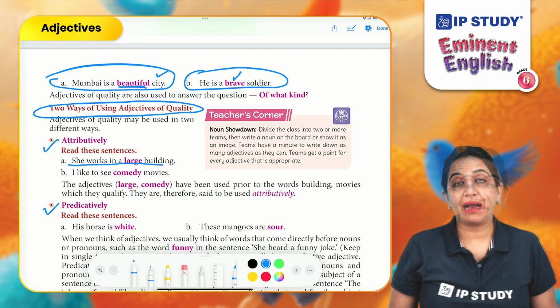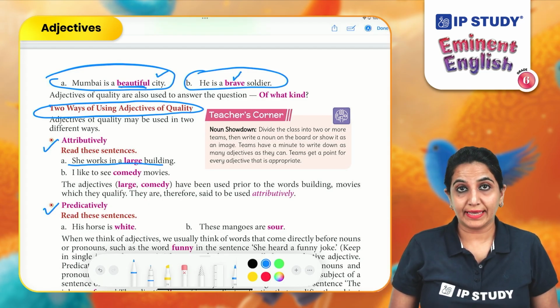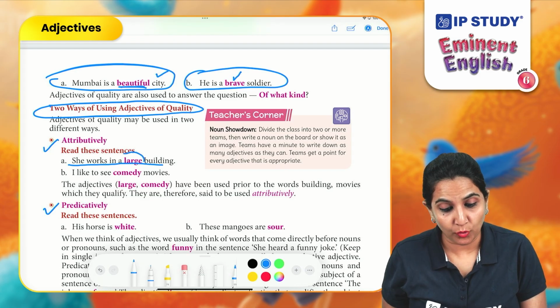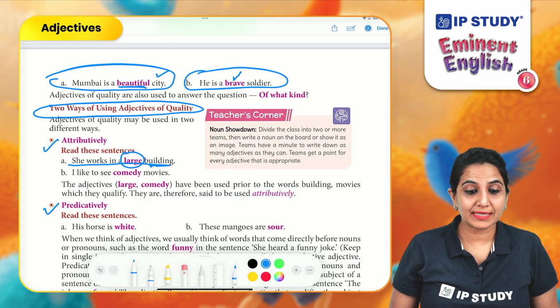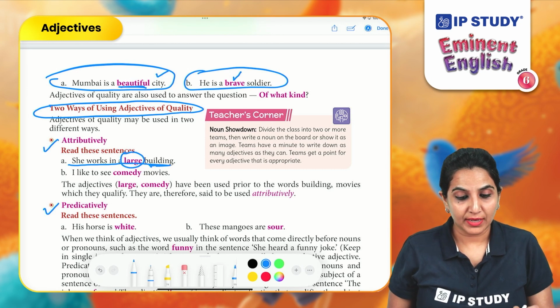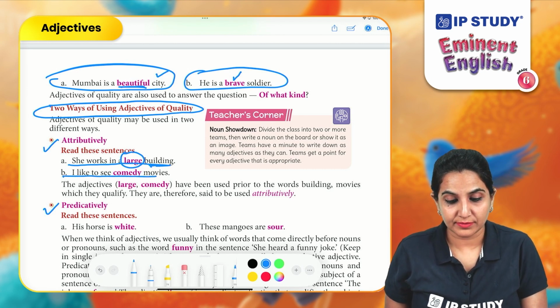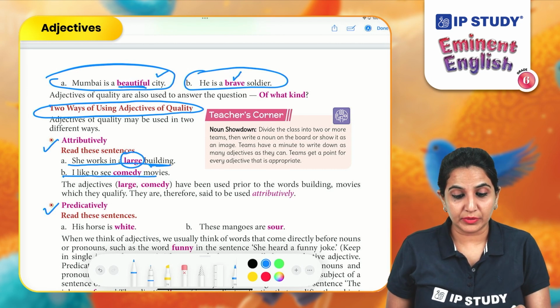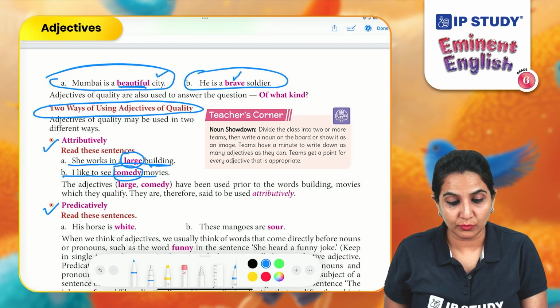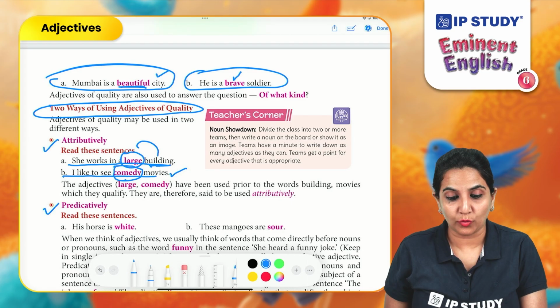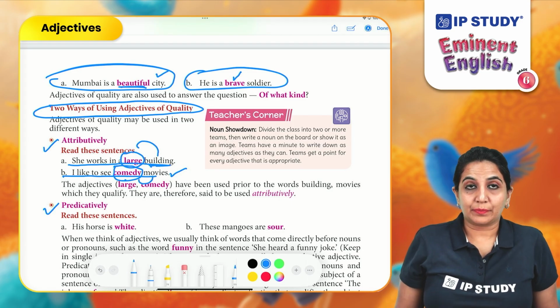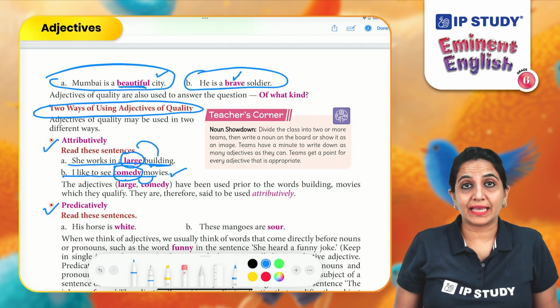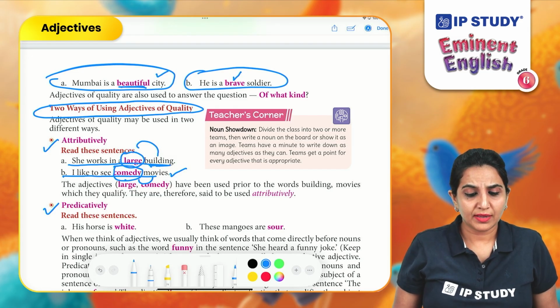First of all, it is after the subject. Then it is before the noun building, right? So this is attributively. I like to see comedy movies. So the word comedy is describing movies, and the placement of these words is before the nouns. That means one way of using adjective of quality is attributively.